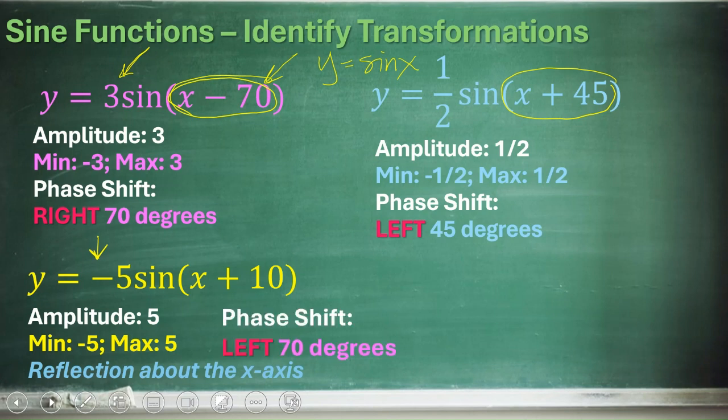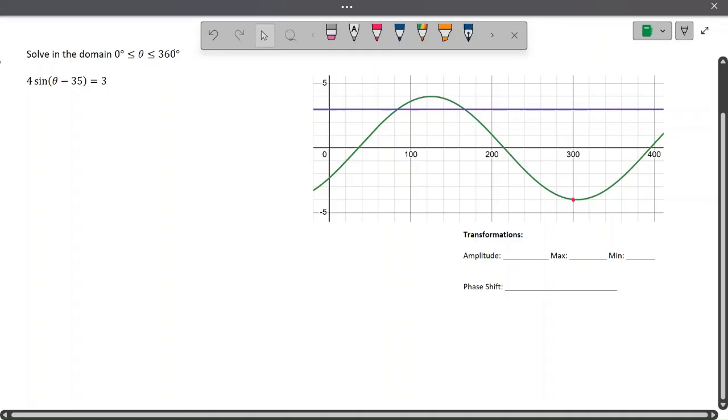We also have a phase shift. It's 10 degrees, a phase shift that shifts our equation left 10 degrees. Remember, we're making this 0. x has to take on the value of -10. When we do that, our graph shifts 10 degrees to the left. Let's solve some of these problems now.